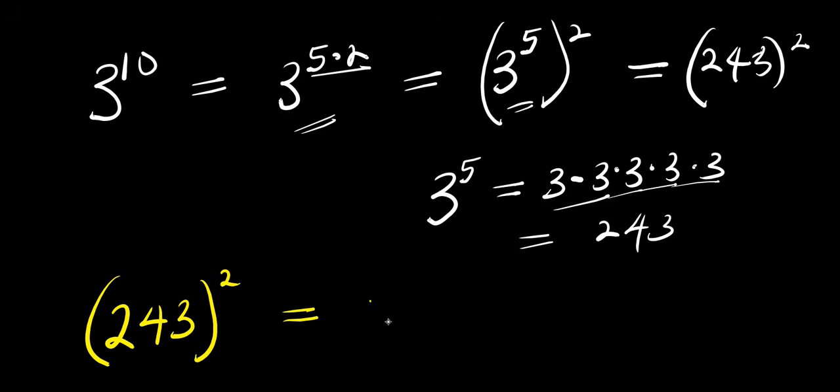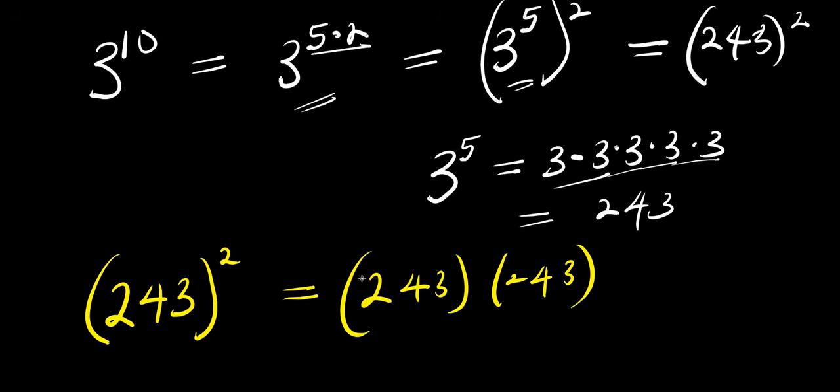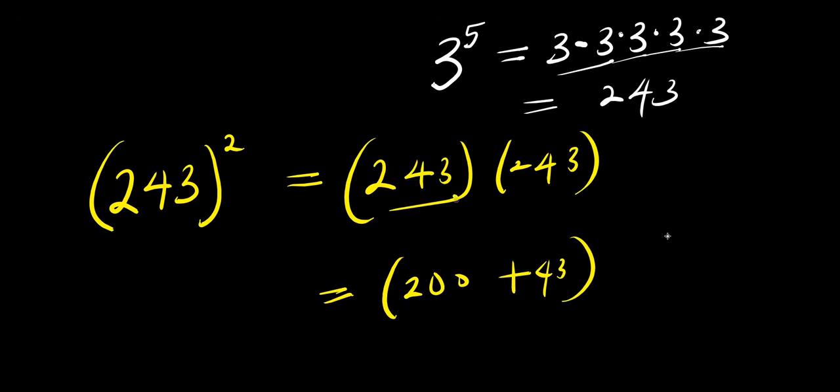This equals 243 times what? 243. Or if you don't want to do it that way, we can easily have it as 200 plus 43, that is the same thing as 243, times 200 plus 43, that is the same thing as 243. So let's multiply that out.